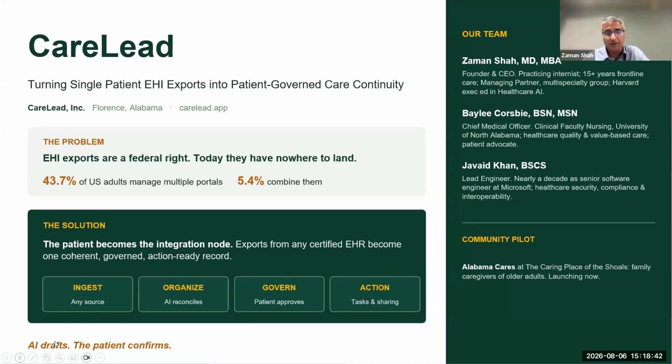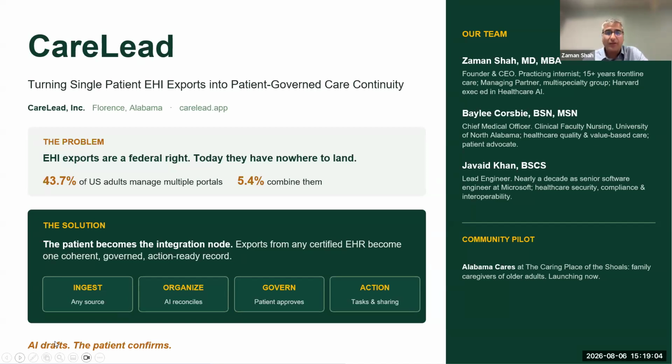43.7% of US adults are now juggling multiple patient portals, but only 5.4% actually have access to some tool that can combine those in some form. And that's really the gap that CareLead is out to close.